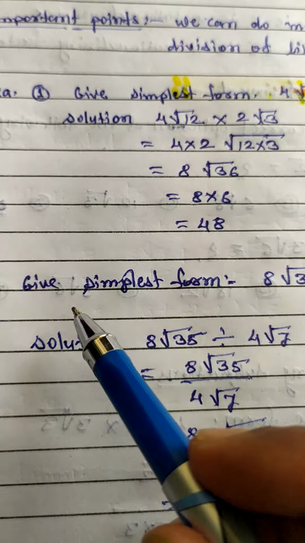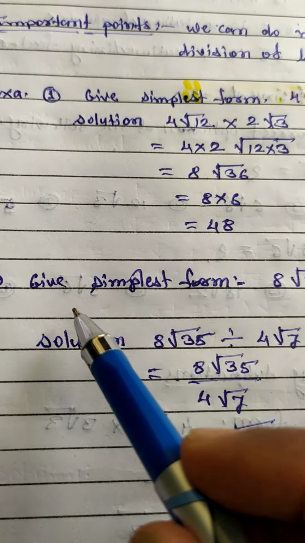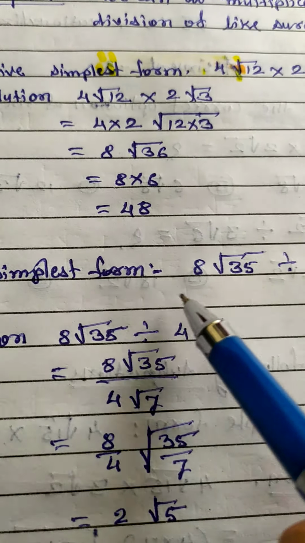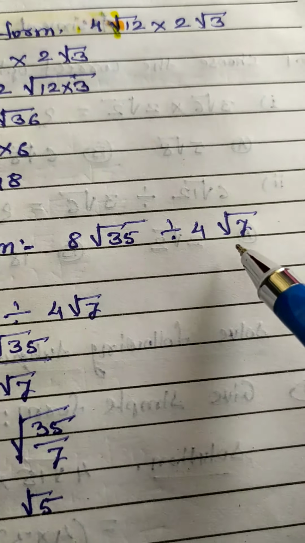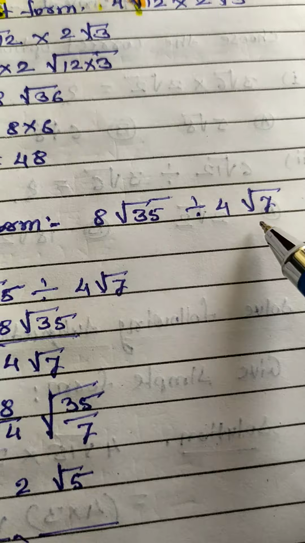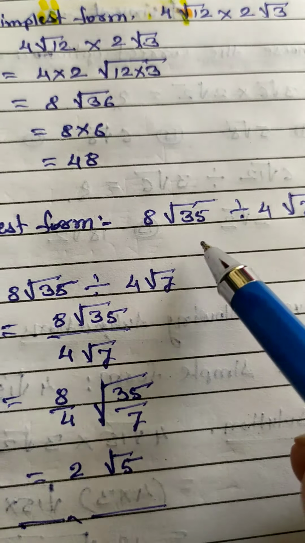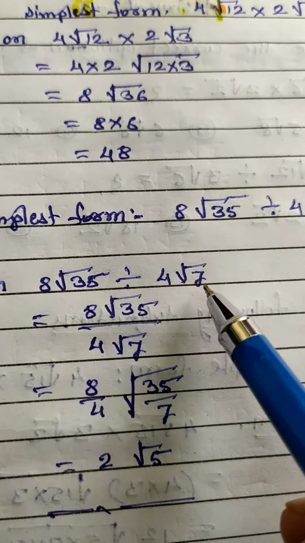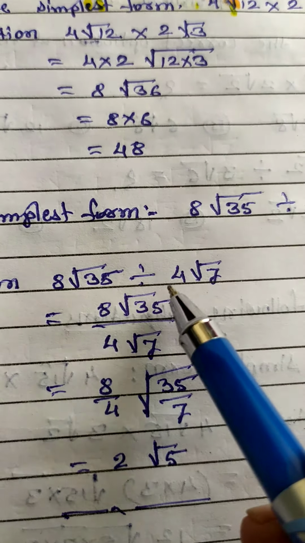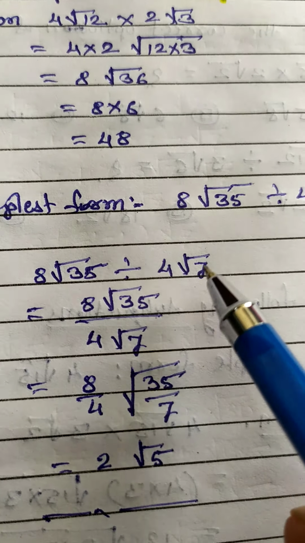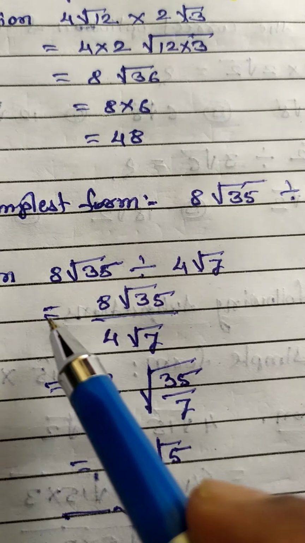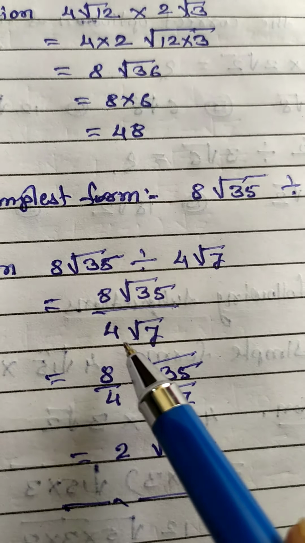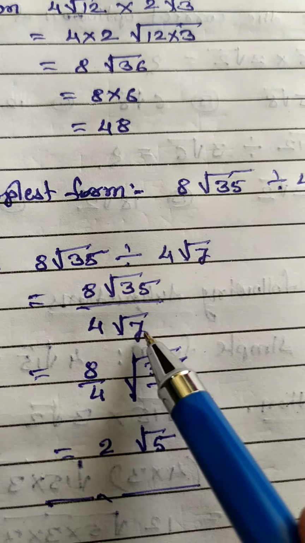Now the next example is on division. The example is: give the simplest form of 8 under root 35 divided by 4 under root 7. Now in this case also we write this example as it is. Now we divide this surd by 4 root 7. I write this in the denominator, that is 8 root 35 divided by 4 root 7.